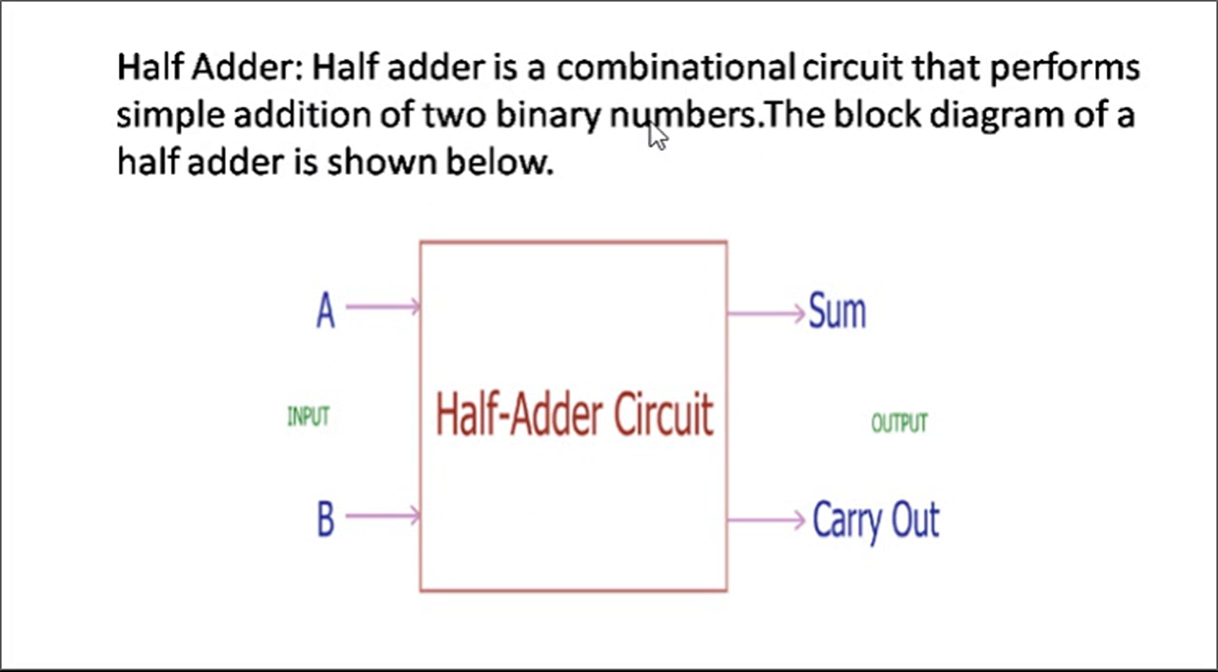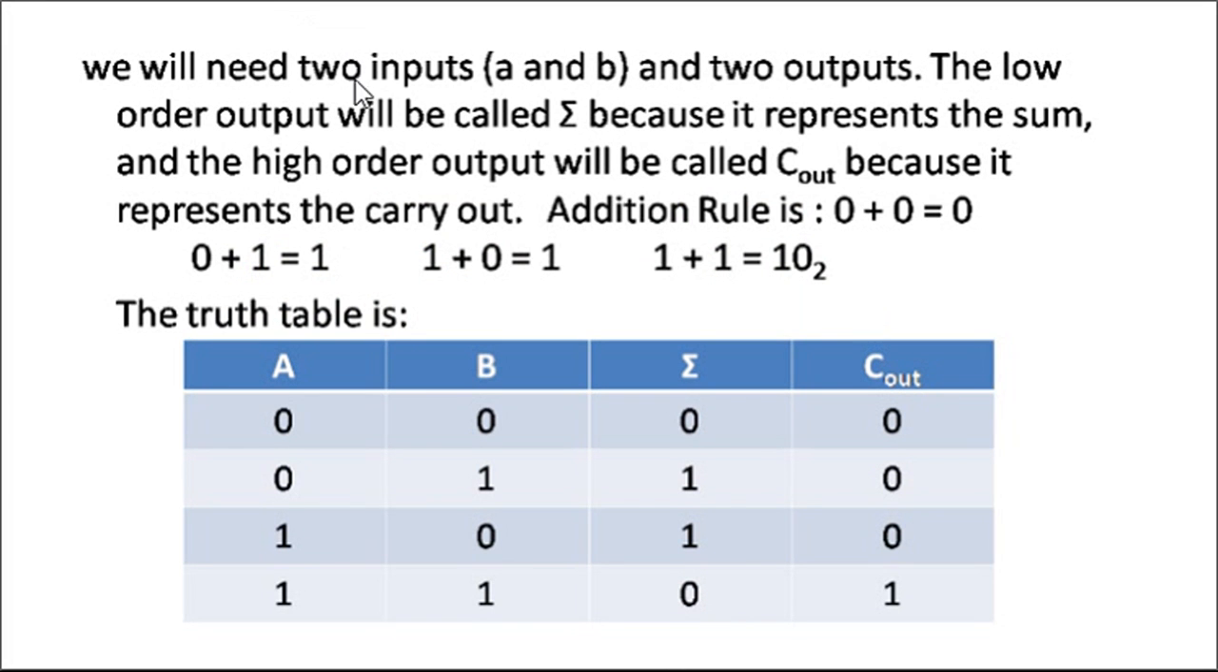half adder. A half adder is a combinational circuit that performs simple addition of two binary numbers. The block diagram of the half adder is shown below. The half adder circuit has two inputs A and B, and two outputs. One is sum, and if a carry is generated, we call it carry out. We need two inputs A and B, and two outputs. The low order output is called summation because it represents the sum, and the high order output is called Cout because it represents the carry out.